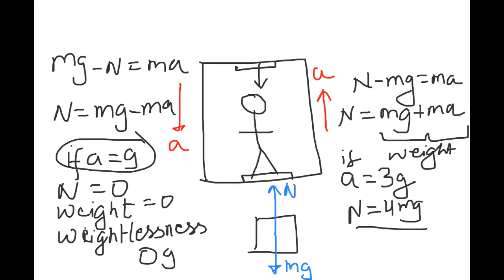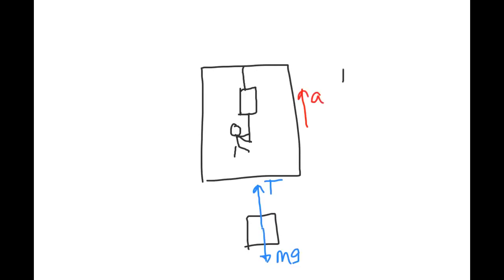So this is the concept of weight, and a similar thing can be done by saying that, look, this is a spring balance, right? And a person is hanging from the spring balance like this. If I draw a free body diagram of the person, in this case tension T will come upward, and mg will come downward. If the acceleration is upward, again we'll write T minus mg is equal to ma. Therefore T will be equal to mg plus ma.